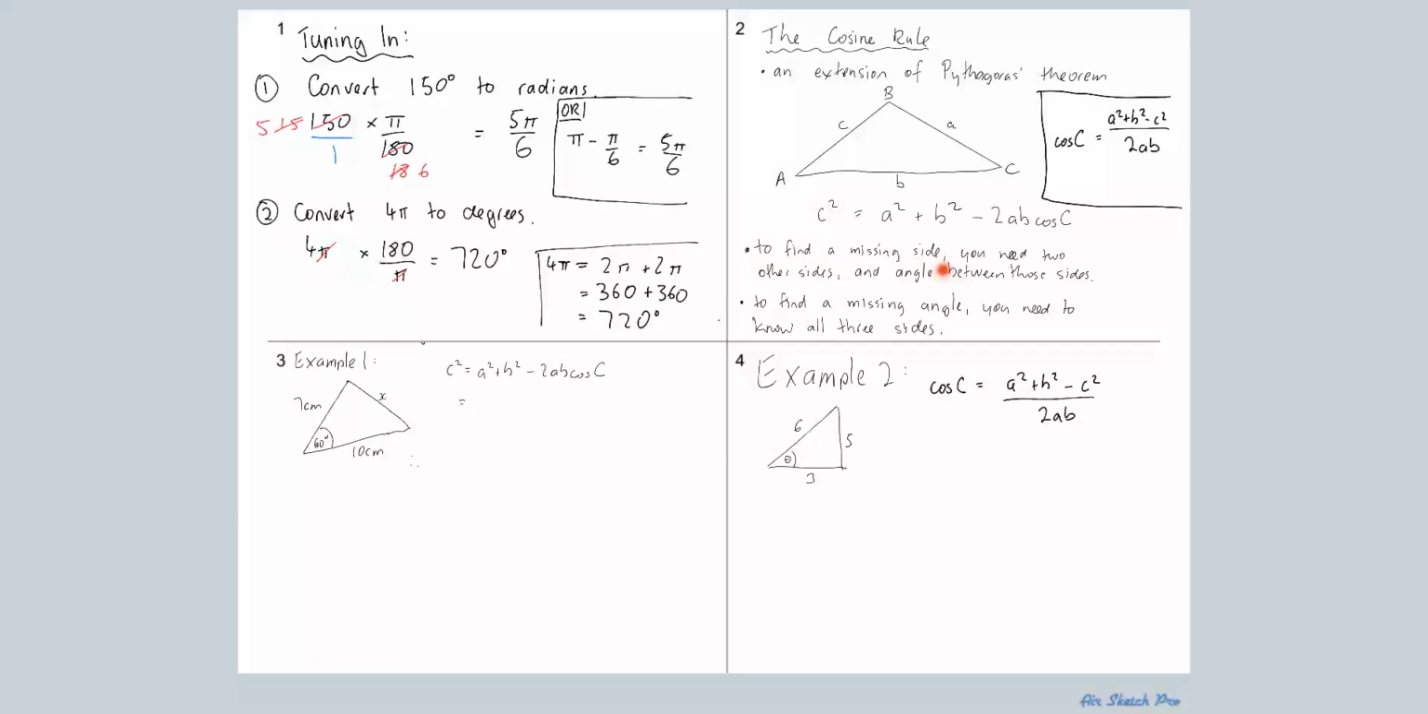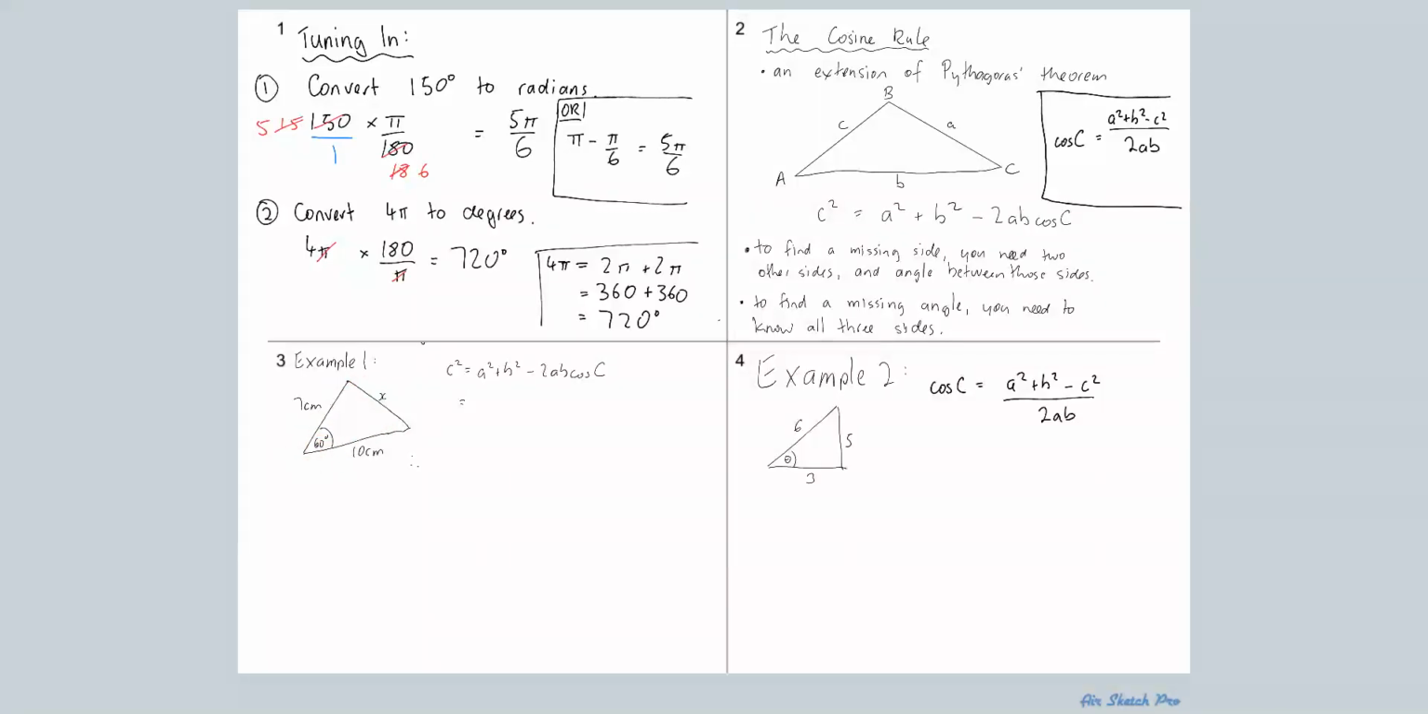To find a missing side, you need 2 other sides and the angle between those sides. So look at this diagram here. I've got this side and this side given, this angle in between, and so opposite this angle is the unknown. Don't get too caught up with C's and A's and B's and whatever else. That's the shape of it in your head. It's 2 sides that you know with an angle between them, and then what you're looking for is the other side. Now maybe you're given these 2 angles, but you can always then work out the third angle.